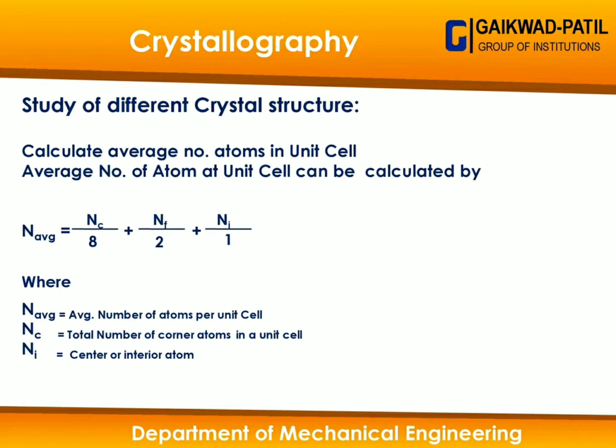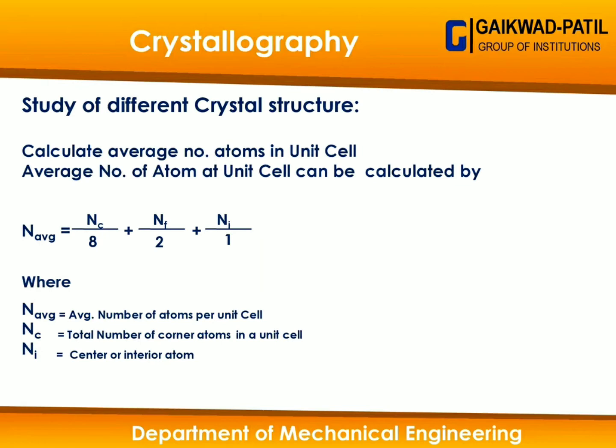The average number of atoms per unit cell can be calculated by NAVG, which stands for the number of atoms per unit cell, equals NC divided by 8. NC stands for the total number of atoms at the unit cell corners. Then NF, the total number of atoms at the faces, divided by 2, plus NI, the center or interior atoms, divided by 1.